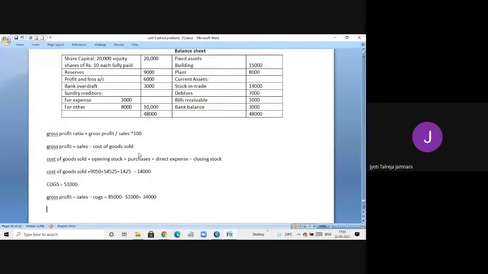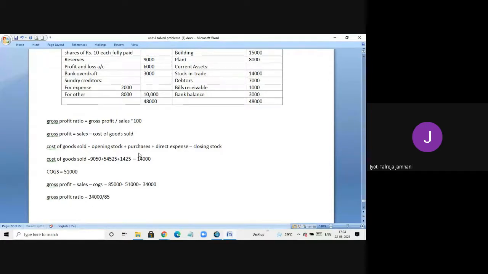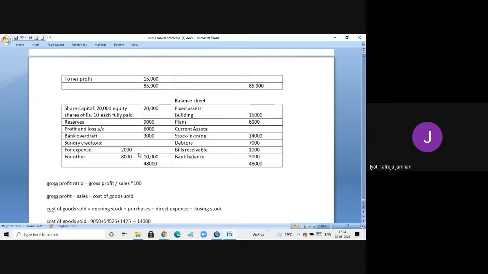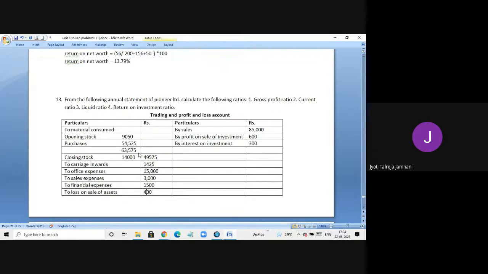Now we can find the gross profit ratio. Equals gross profit 34,000 divided by sales 85,000 into 100. 40, ma'am. That's 40%. That was the first thing that was asked. Next they have asked the current ratio and then the liquid ratio.